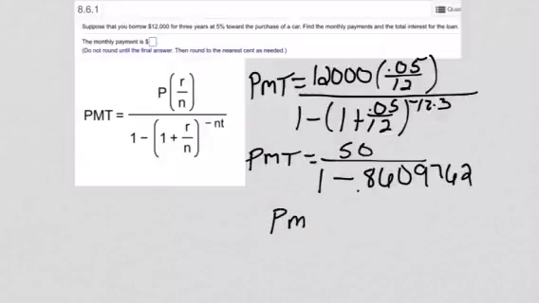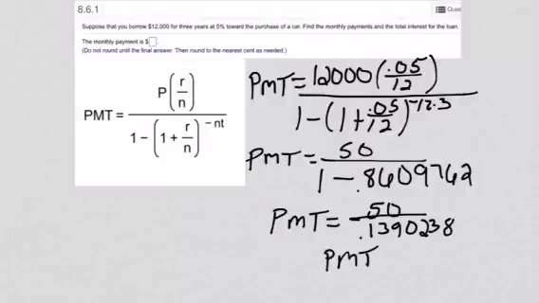So we have PMT equals 50 divided by 1 minus that decimal, and that gives me 0.1390238. And now if we do the final calculation, we get a monthly payment of $359.65. Rounding to the nearest cent is always the last thing you want to do. So that's our monthly payment.